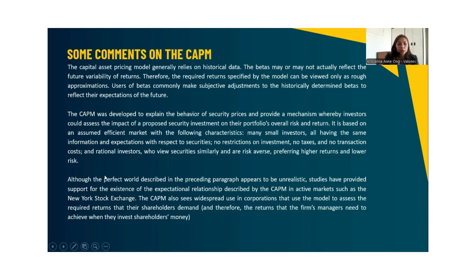Although the perfect world described in the preceding paragraph appears to be unrealistic, studies have provided support for the existence of the expected relationship described by the CAPM in active markets, such as the New York Stock Exchange. This CAPM is also widely used in different corporations. It is used by corporations to assess the required return that their shareholders demand.